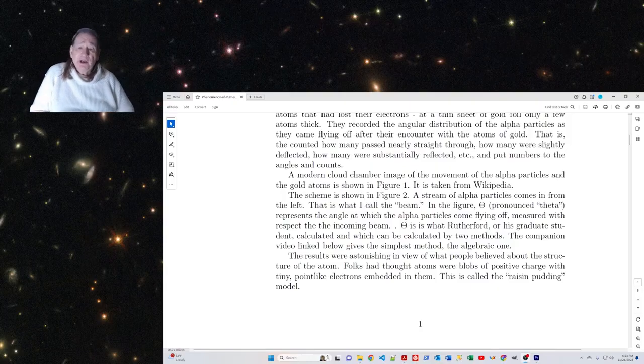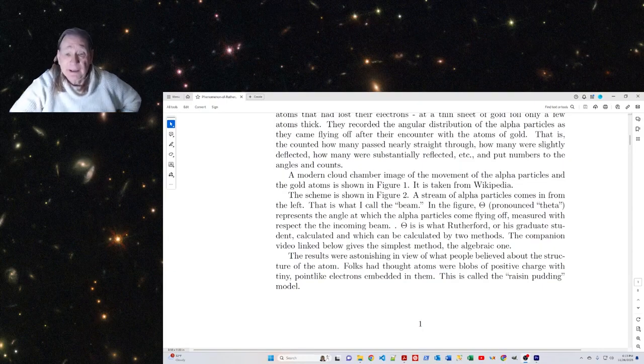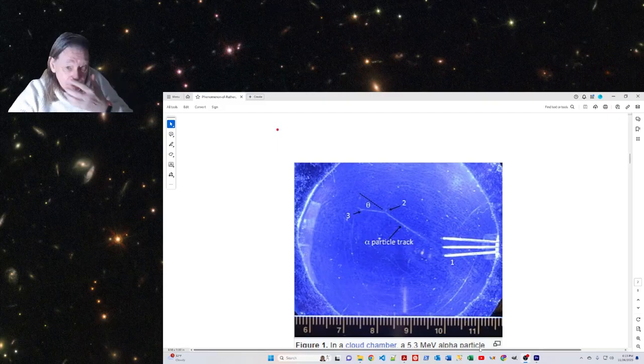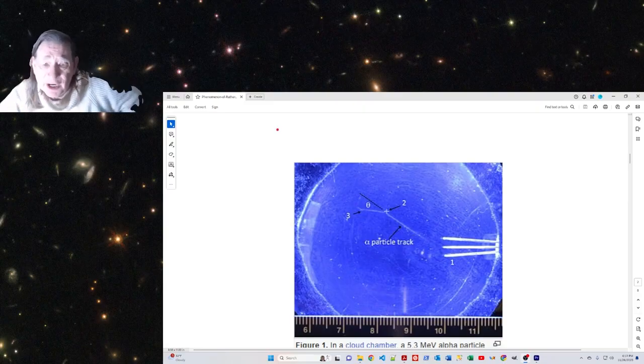I'm going to show you an image of the movement of the alpha particles and how they strike the gold atoms. It's a cloud chamber image from a more modern experiment, and it's taken from Wikipedia. Here it is. The alpha particle comes in from the lower right. It strikes the nucleus. This isn't gold. This is like oxygen or nitrogen, some gas. It strikes the nucleus, flies off at this angle here, indicated by the Greek letter theta. That's the scattering angle. That's the key number that Rutherford had to explain.